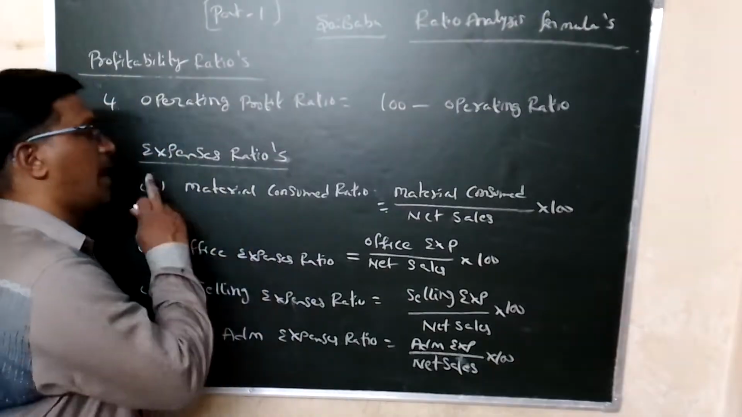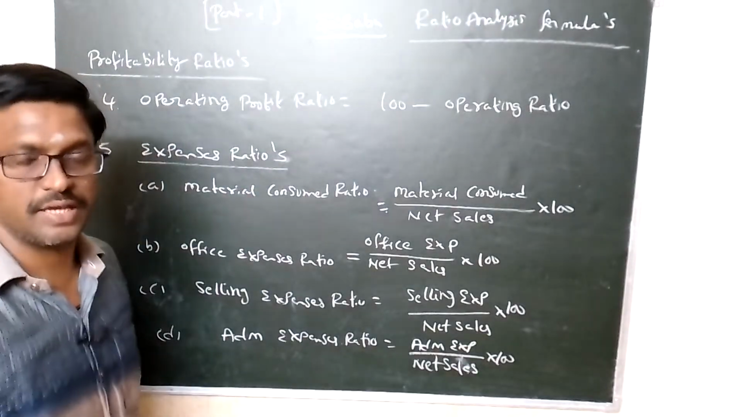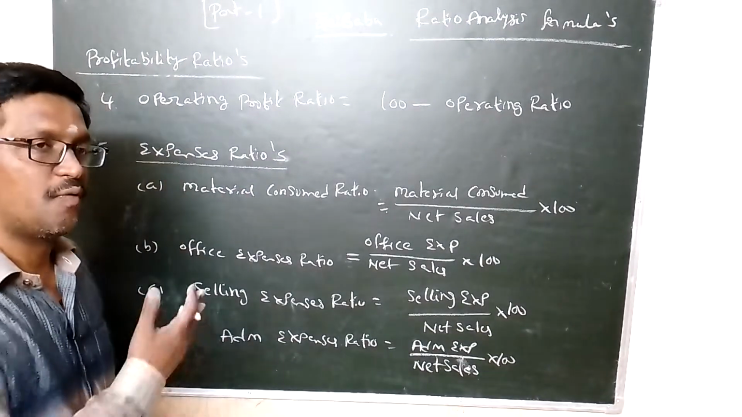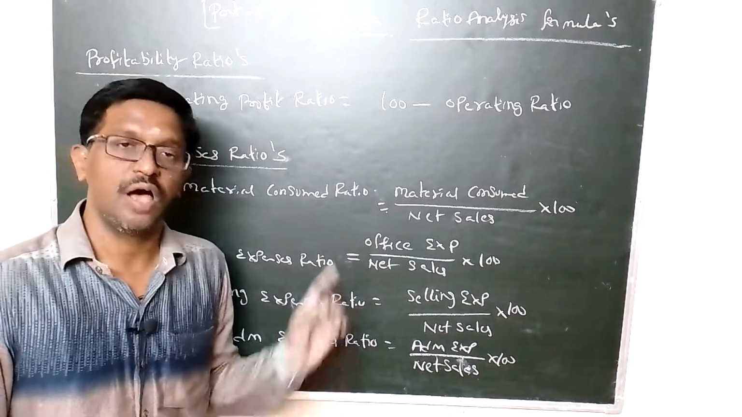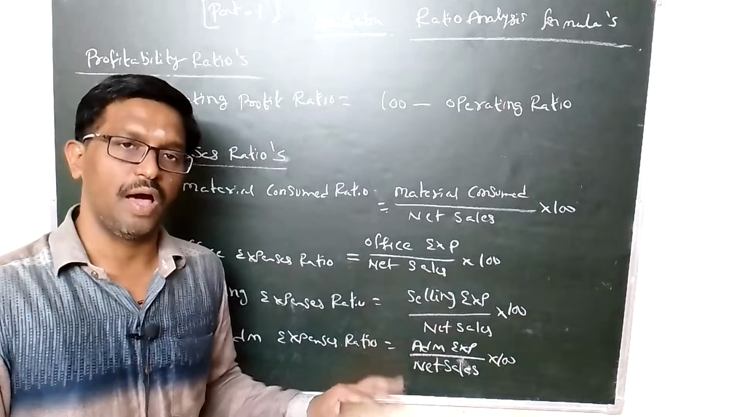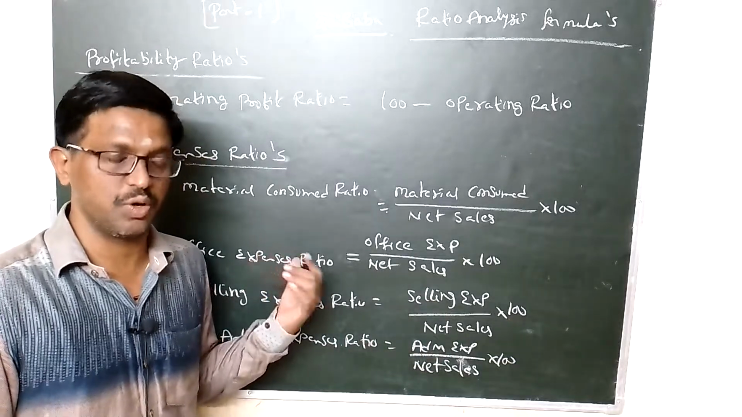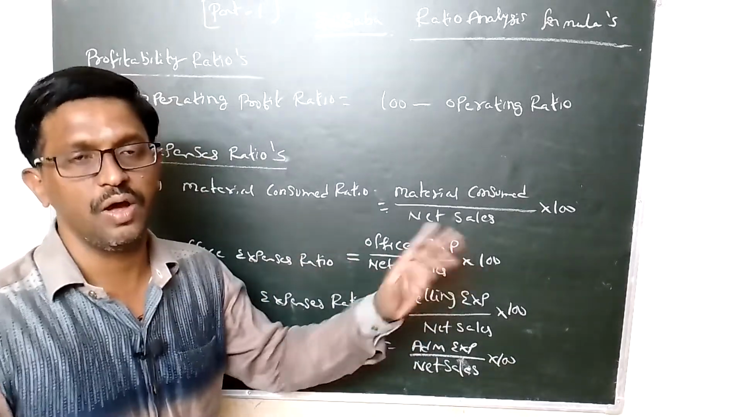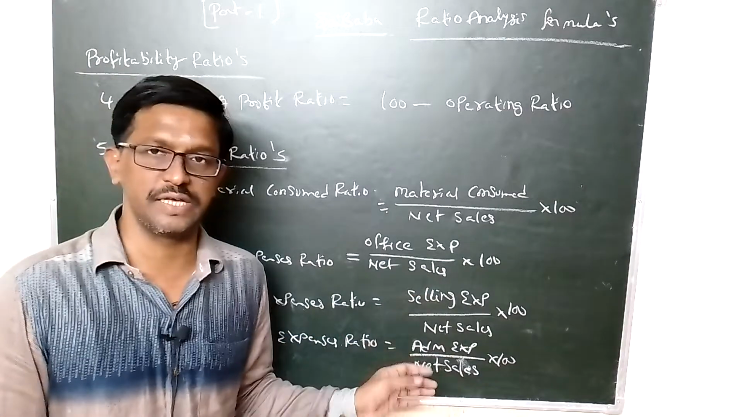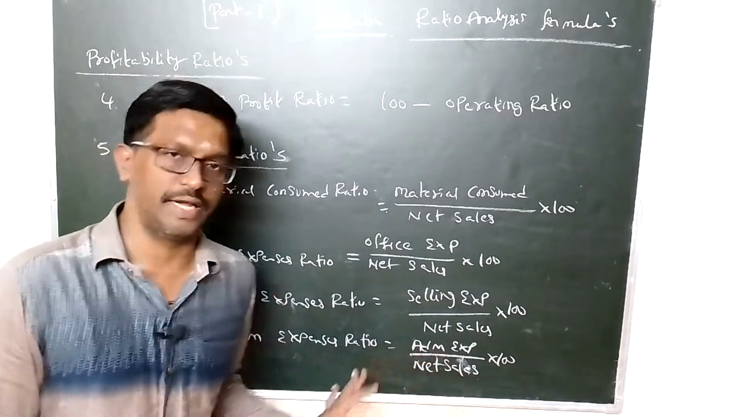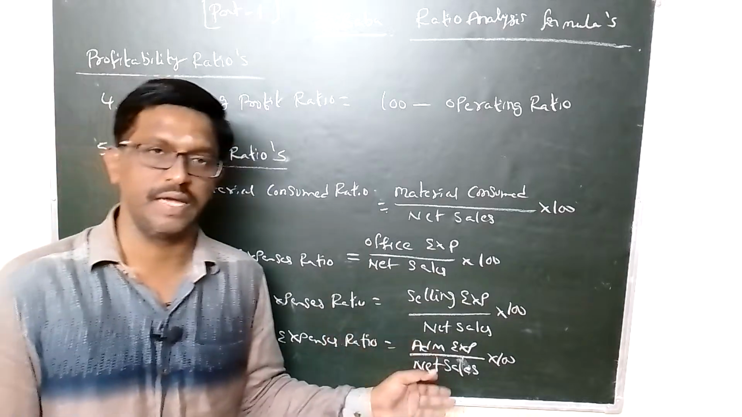Okay, expenses ratio. If it is asked in examinations, expense ratio means we find out all the expense ratios. For example, office expenses: office expense by net sales into 100. Material consumed expense ratio: material consumed by net sales into 100. Administration expenses: administrative expense by net sales into 100. Next, selling expenses: selling expenses by net sales into 100.